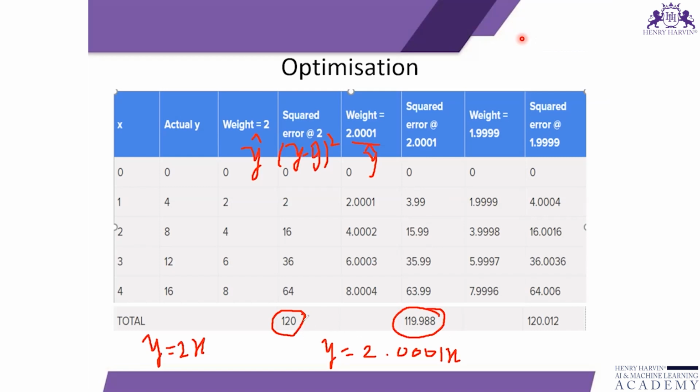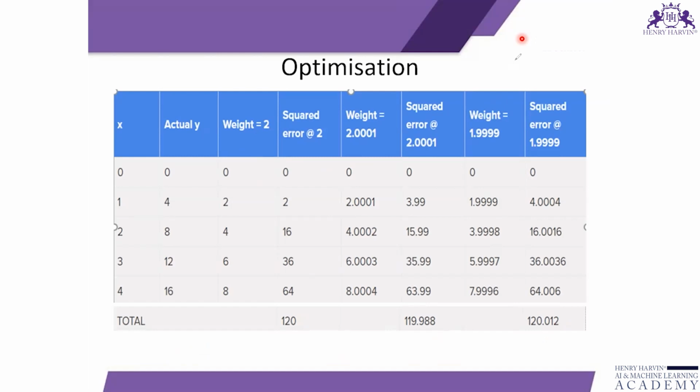Now we get the error as 119.988. From this, what we can understand is that the error is getting reduced, yes or no? Previously it was 120 and now we are getting 119.988. We have increased the weight just by 0.0001, and the error is getting reduced. Otherwise, we can try the weight as 1.9999, so Y is equal to 1.9999x. Now the squared error is calculated and this is our output. When the weight is reduced, the error increases with this data. But when the weight is increased, we get a smaller error than in the previous case. Hope this is clear to you.